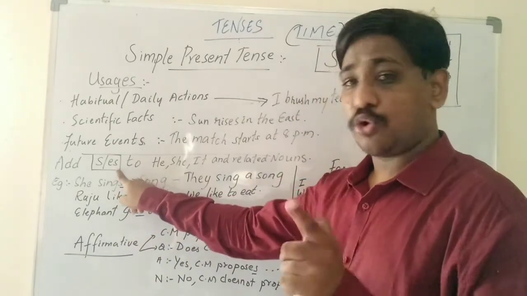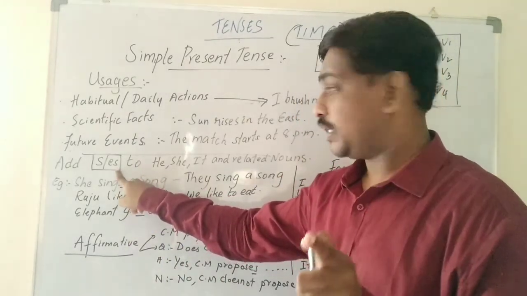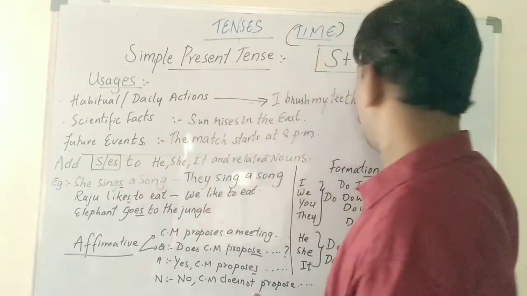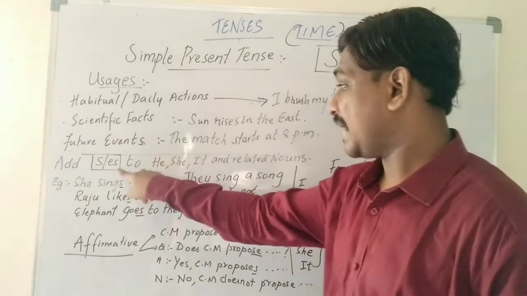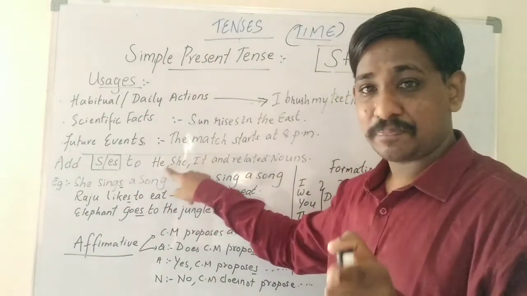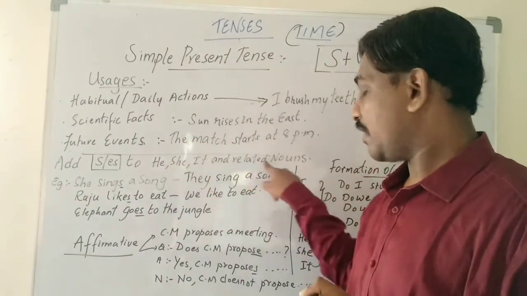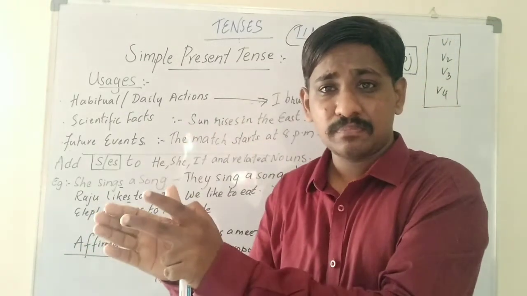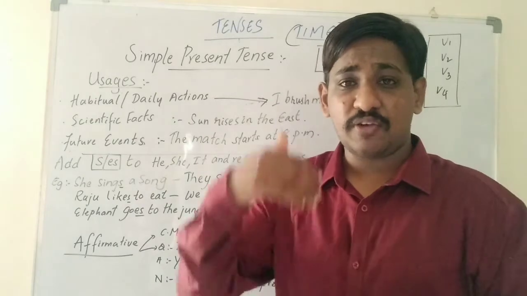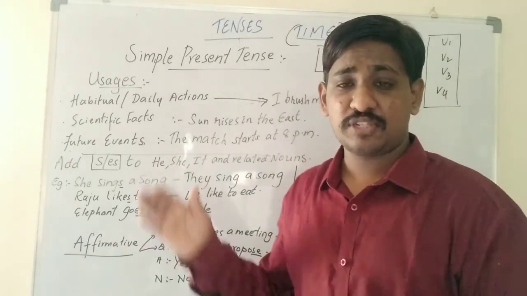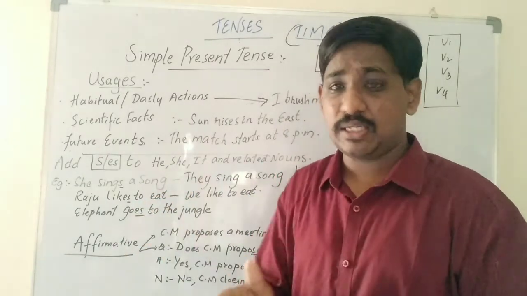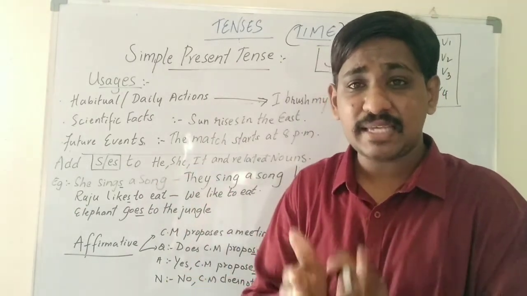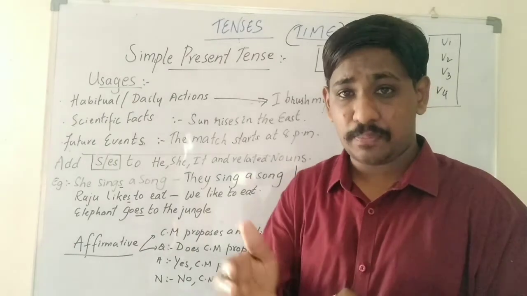The rule you have to always remember is to add s or es. We already know what a verb is. So you have to add s or es to the verb with he, she, it and related nouns or equivalents. For example, if you use somebody's name instead of he, you might use Ram. Instead of she, you might use Lakshmi. Instead of it, you might use elephant. So you have to add s or es to the verb.